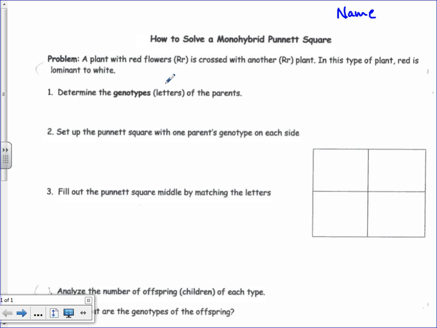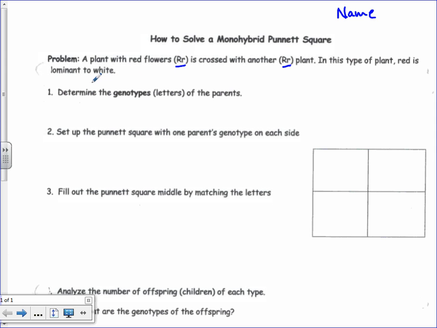Okay, so here's our problem. A plant with red flowers, and then we're given the genotype, that's heterozygous because we have a dominant and a recessive allele together, is crossed with another heterozygous plant. In this type of plant, red is dominant to white, so that tells us that the capital R stands for red and the lowercase r stands for white.